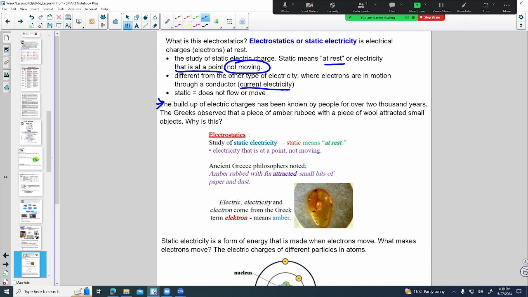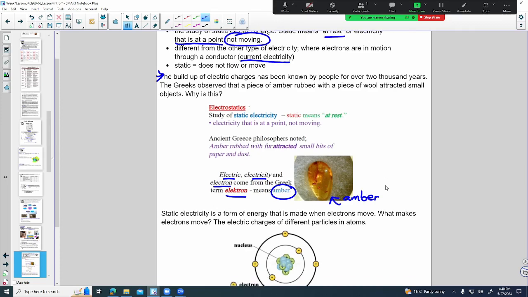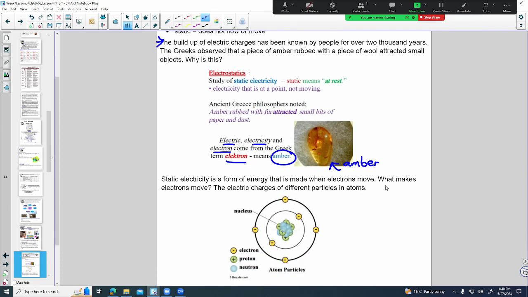The buildup of electric charges has been known by people for over 2,000 years. The Greeks observed that a piece of amber rubbed with a piece of wool attracted small objects. So there's your amber. The word electricity, and electron, comes from the Greek term elektron, spelled E-L-E-K-T-R-O-N, and it means amber. Static electricity is a form of energy that is made when electrons move. So what makes it move? Well, the electric charges of different particles in atoms is what makes it move.